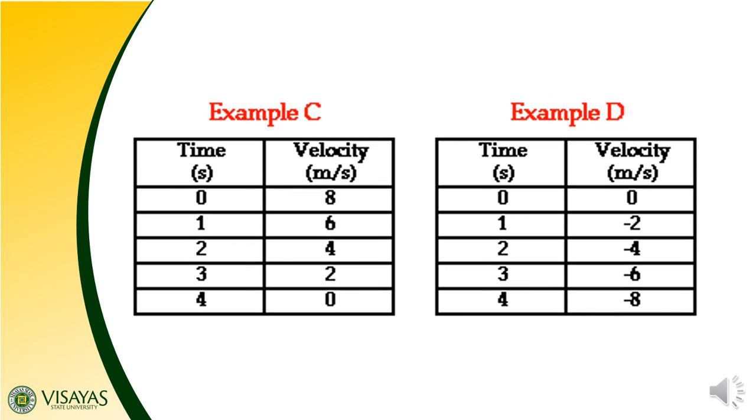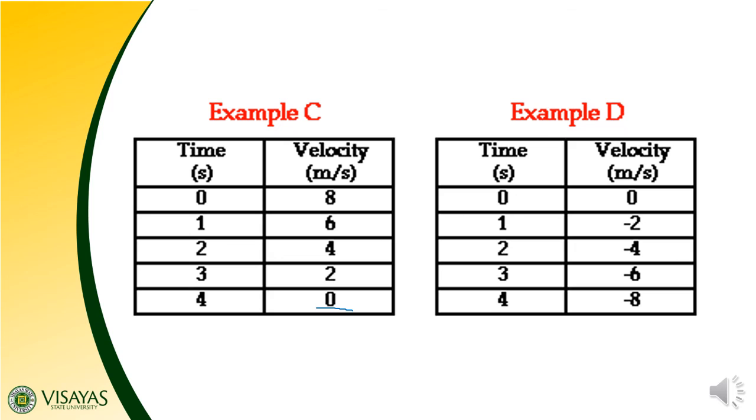Kung kanina yung example A and example B tells us a positive acceleration, tingnan naman natin yung example C and example D. So we have here two tables again, table C and table D. The first column is the time, the second column is the velocity. So example C tells us that an object is moving in the positive direction, but then it is slowing down until it came to a stop, 0 meters per second.